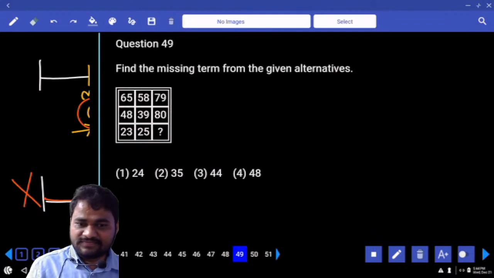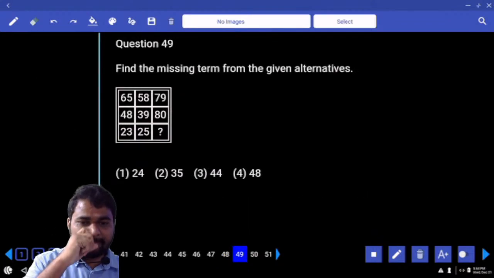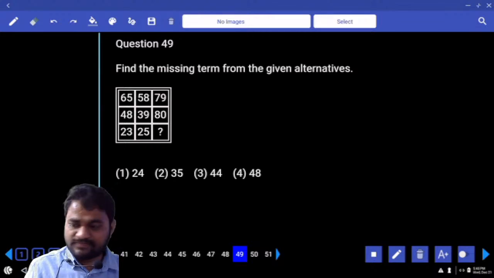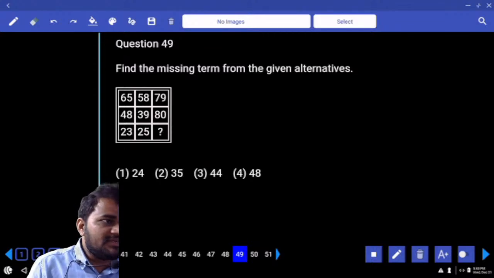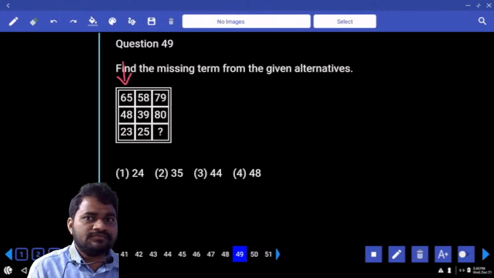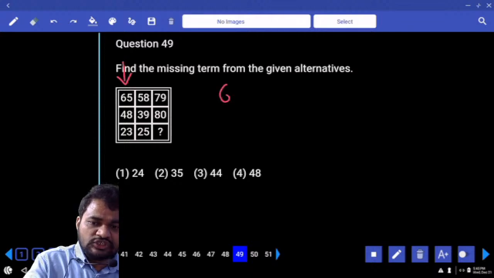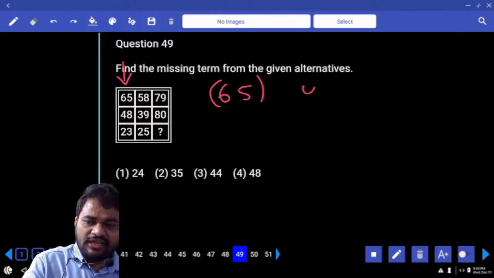Next, find the missing term from the given alternatives. Have we got the logic? So by the way, it is column verification. Column verification, that is 65. Next, 48. From this only we need to get 23. Right?